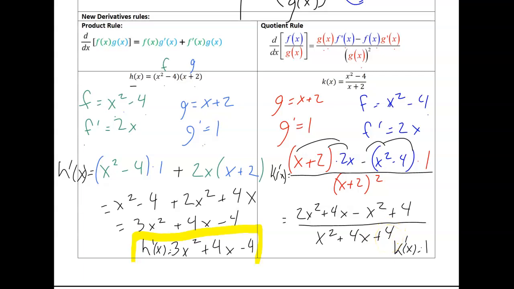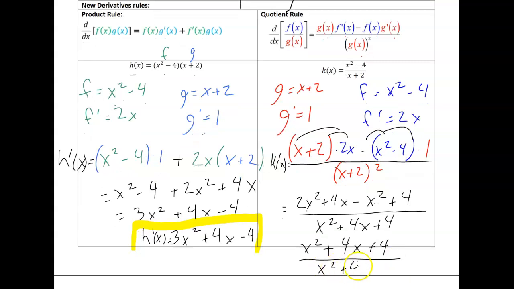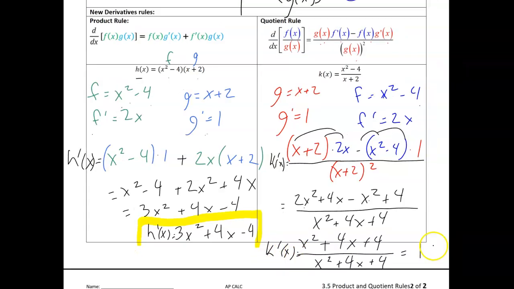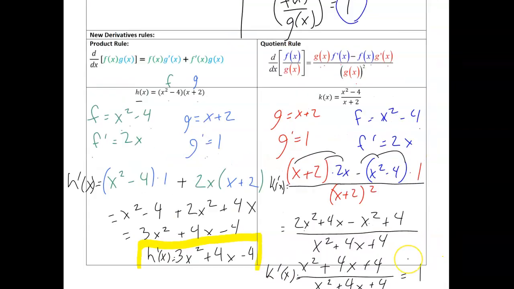Okay, now remember, we were supposed to get 1. I'm going to move this down a little bit so I have room for one more line here. And it looks pretty far away from 1, right? But look what happens. This is going to be cool. When I combine my like terms, I get x squared plus 4x plus 4 over x squared plus 4x plus 4, which is 1. So there's my k prime of x. So there's our algebraic example. We're going to look at an example where we really have to use this rule in a second.